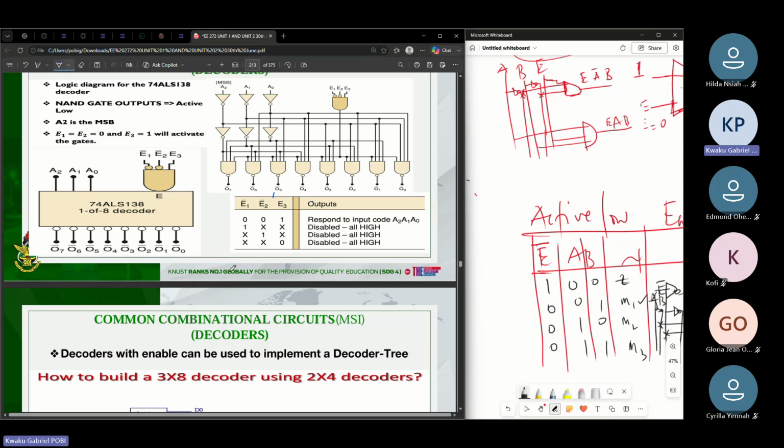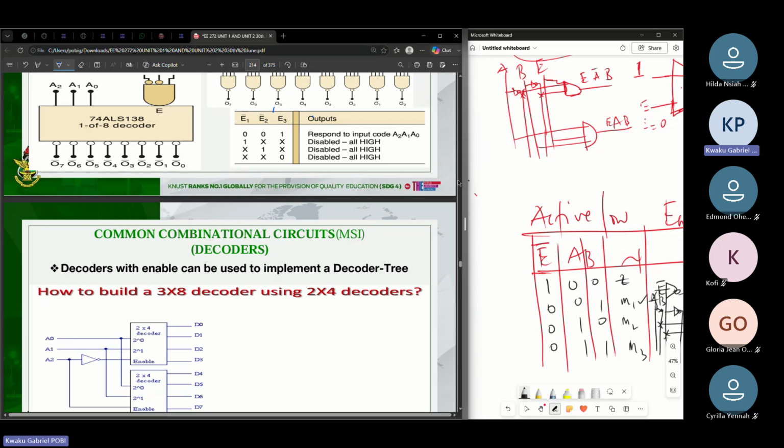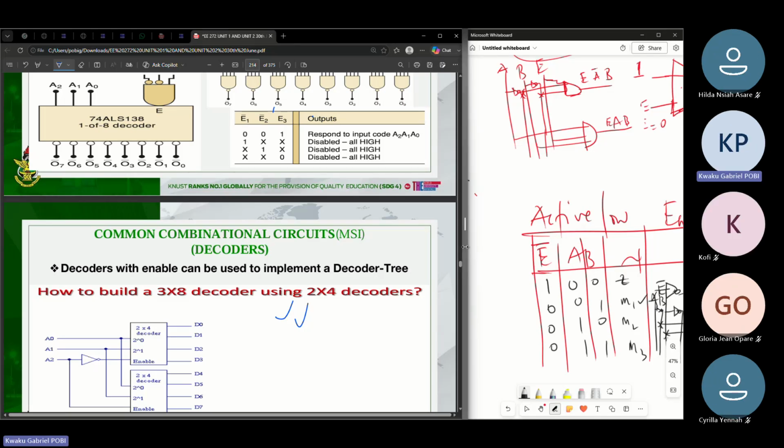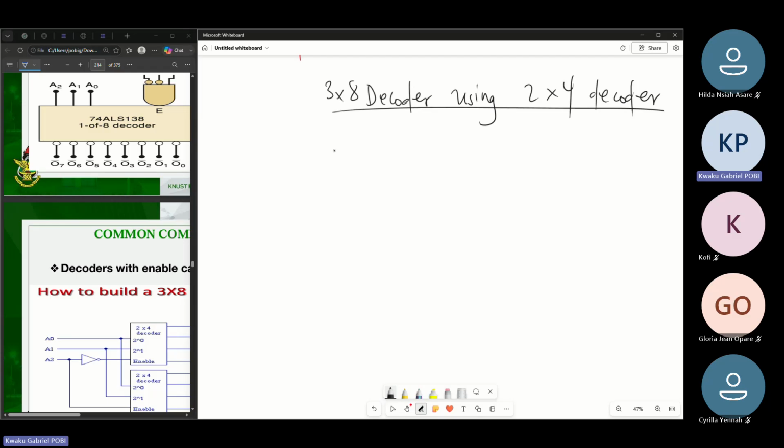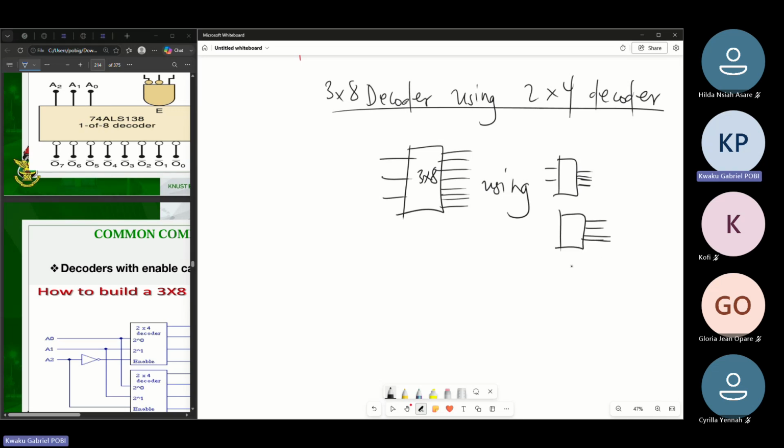Now, let's say I would want to implement, let's use this example to look at the decoder tree. So if I want to implement a 3x8 decoder using a 2x4 decoder, what I'll do is I would actually have something like, I want to implement this 1, 2, 3, 4, 5, 6, 7, 8. I want to implement this 3x8 using a 2x4 like this. And then I have another one like this. I want to implement this with these two guys.